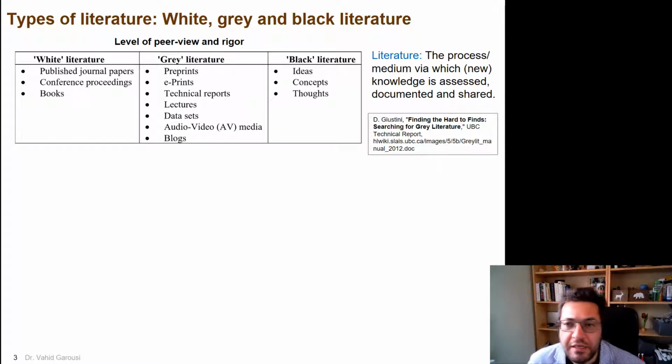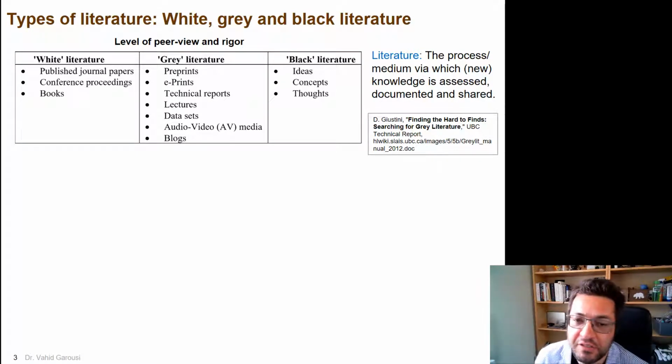White literature is peer-reviewed journal papers, conferences, and books. And gray literature is preprints, e-prints, technical reports, weblogs, and audio-video material. What really distinguishes them is the level of peer review and rigor in the peer review.